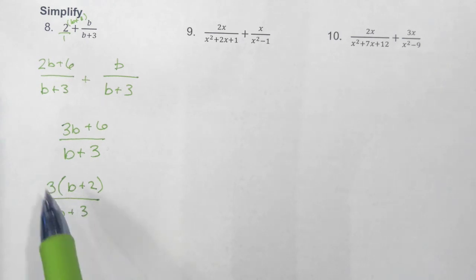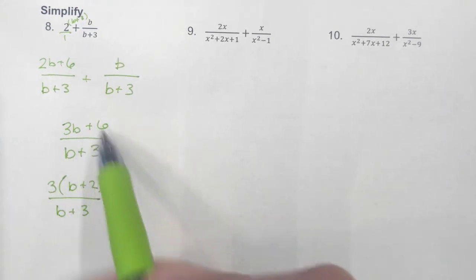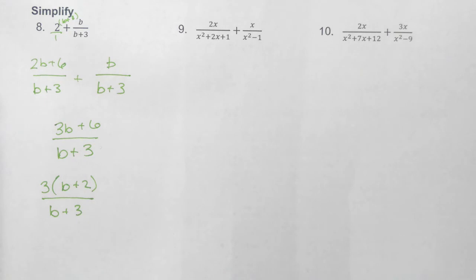Remember, you can't cancel those 3's out either because of the addition. It's got to be multiplication to be able to cancel things out. So that's as far as it goes. It did factor, but it didn't really help us cancel anything out, and that happens sometimes, and that's okay.